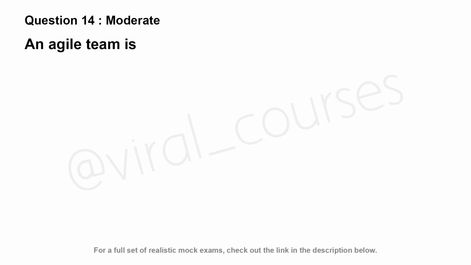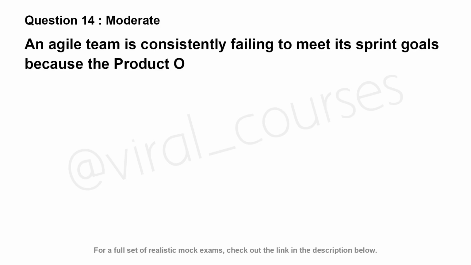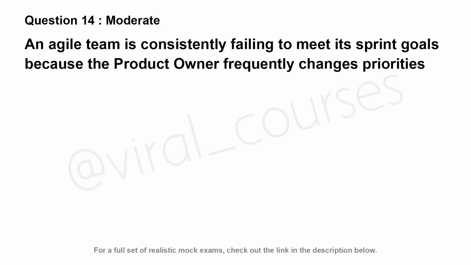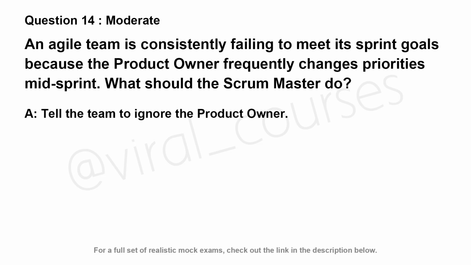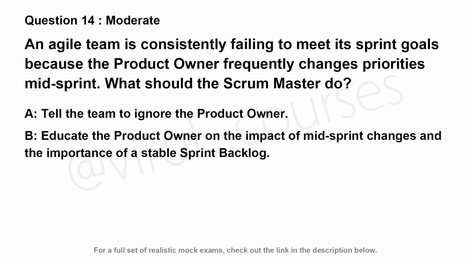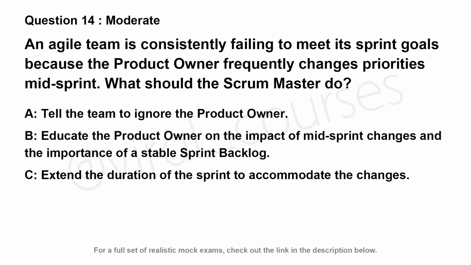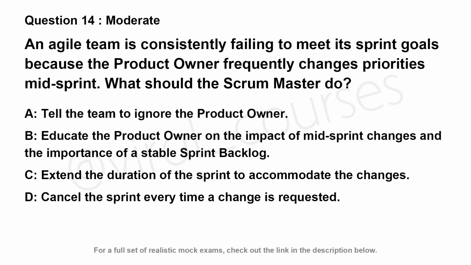An Agile team is consistently failing to meet its sprint goals because the product owner frequently changes priorities mid-sprint. What should the Scrum Master do? Option A, tell the team to ignore the product owner. Option B, educate the product owner on the impact of mid-sprint changes and the importance of a stable sprint backlog. Option C, extend the duration of the sprint to accommodate the changes. Option D, cancel the sprint every time a change is requested.